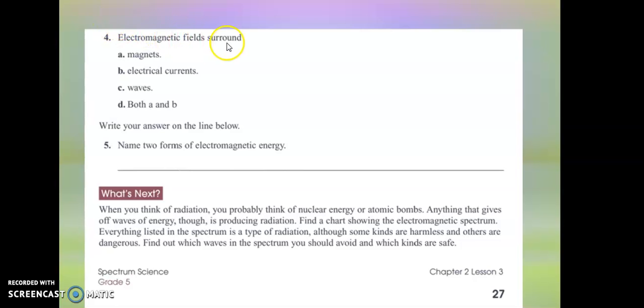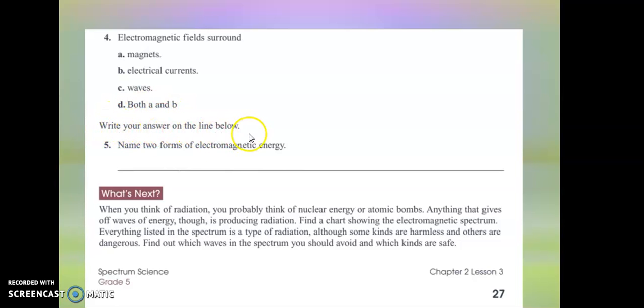Electromagnetic fields surround magnets, electrical currents, waves, both A and B. A and B. Magnets, I think it's waves. Waves, right?